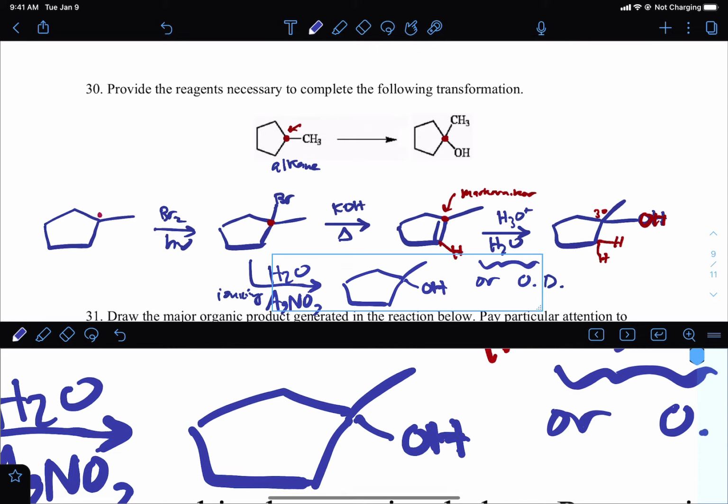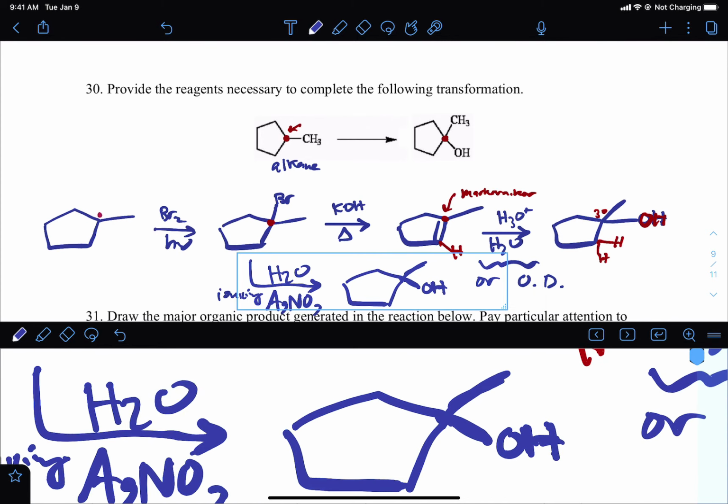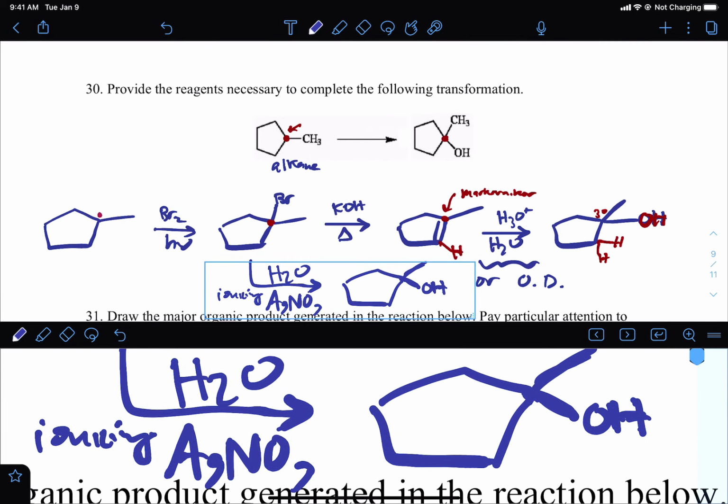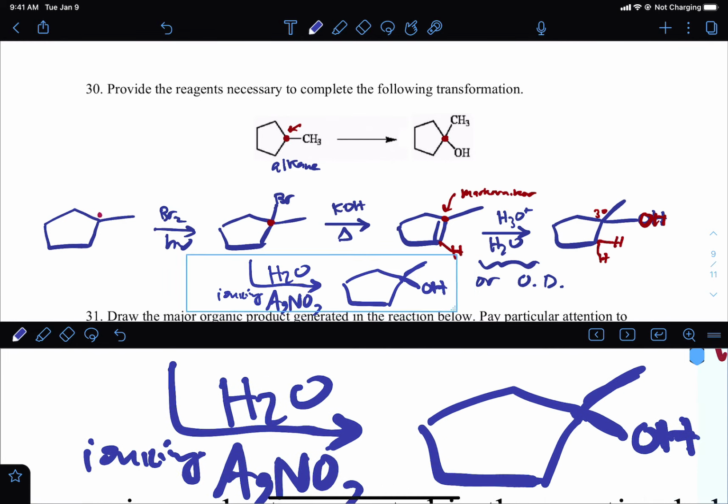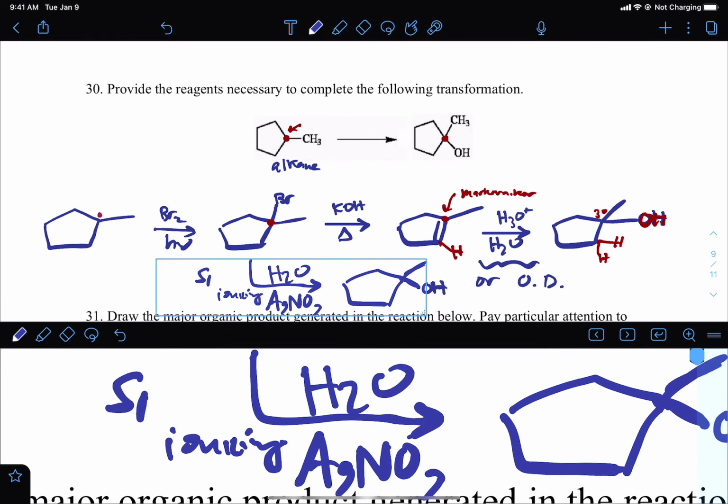Where the water displaces the bromine and will eventually lose the H off of the water. So this is an SN1. That's another way to do it.